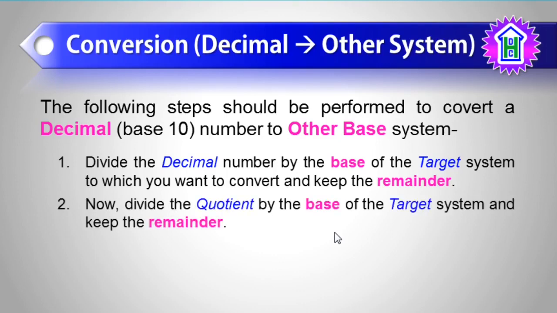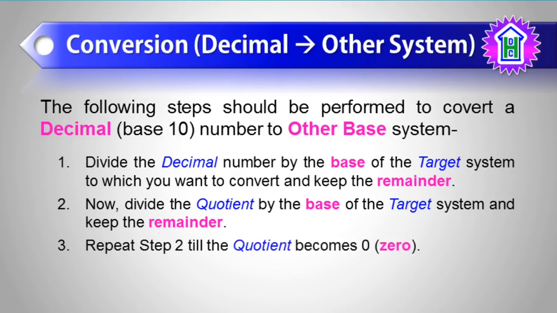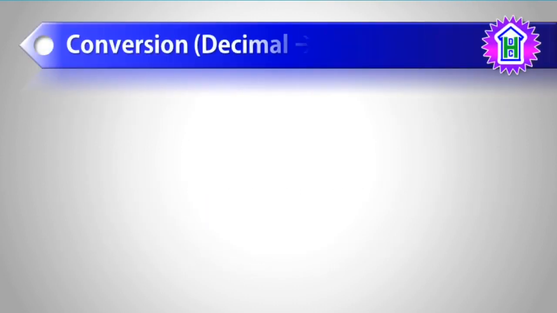Next, we should divide the quotient of the division by the base of the target system, which is 2 in our example, and keep the remainder. Now let us go to the third step. The third step is to repeat step 2 till the quotient becomes 0. And finally, we'll write the remainders in reverse order. So let us see how it is done. The first thing we are going to do is a decimal to binary conversion.